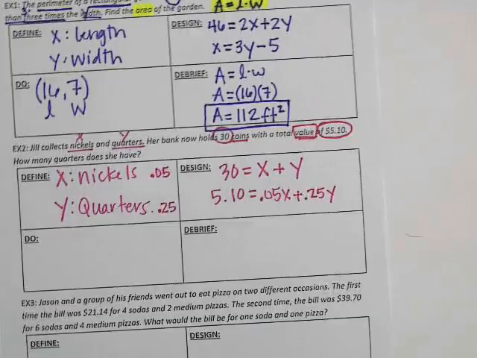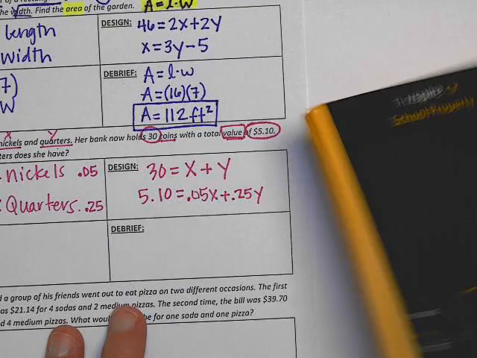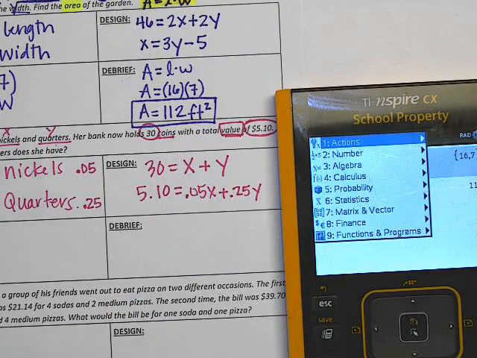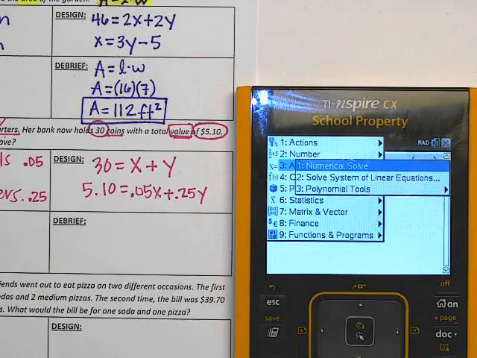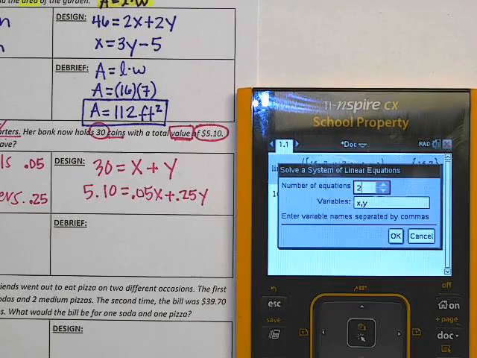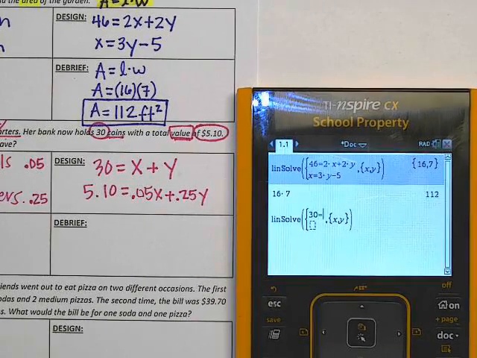Okay, now what? Step 3, what do I do? The calculator. Plug it in the calculator. So everybody plugs it in. Menu, algebra, systems. Two equations, x and y. 30 equals x plus y. 5.10 equals 0.05x plus 0.25y.